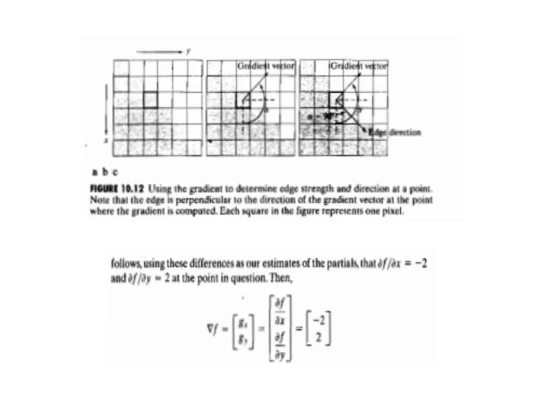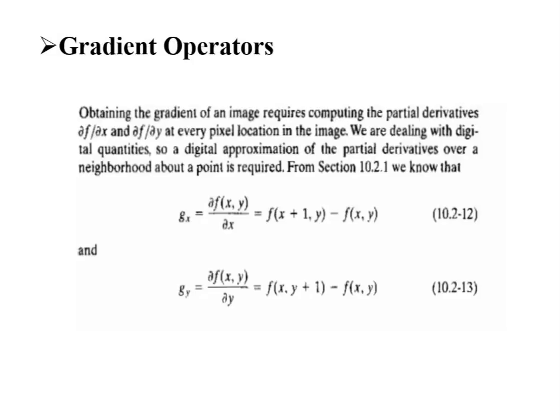In these formulations, the difference between the third and the first row of the 3 by 3 region approximates the derivative in the x direction, and the difference between the third and the first column approximates the derivative in the y direction. We would expect this approximation to be more accurate than the approximation obtained using the Roberts operator. Both equations can be implemented over an entire image by filtering f with the two masks shown in figures D and E. These masks are called the Prewitt operator.